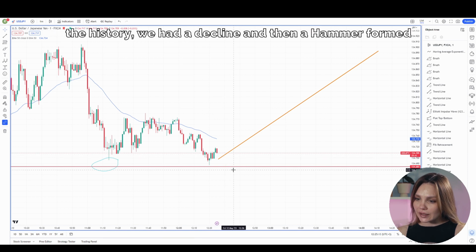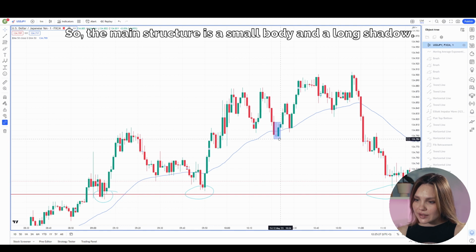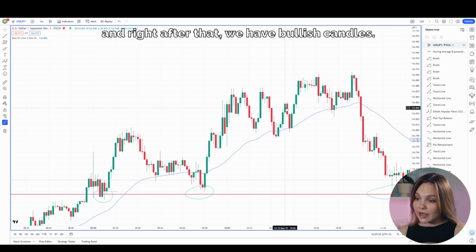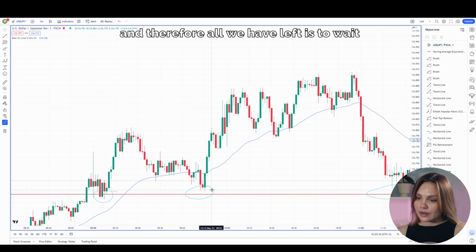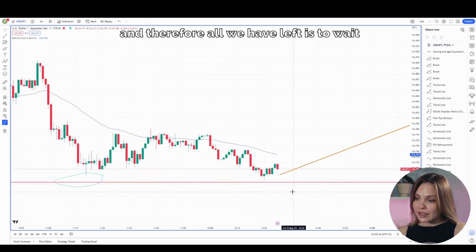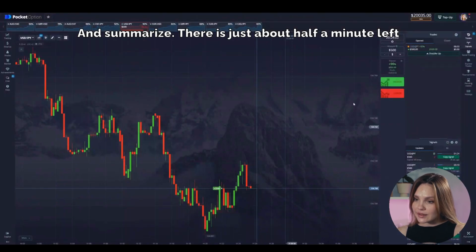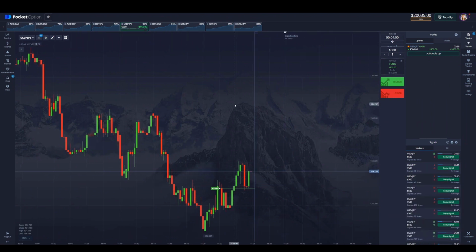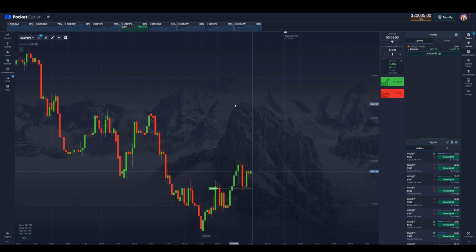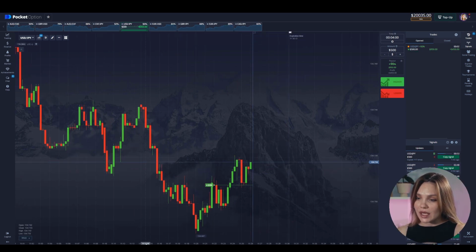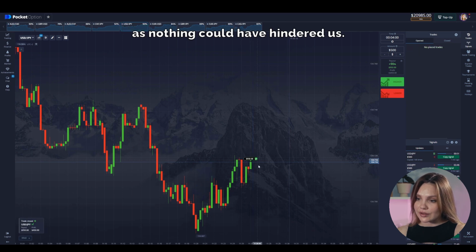So if we look at the history, we had a decline, and then a hammer formed. So the main structure is a small body and a long shadow. We see a small body and a long shadow, and right after that we have a bullish candle. Therefore, all we have left is to wait for the result of the current trade. There is just about half a minute left. As we can see, our trade is closing perfectly in profit. As I mentioned, nothing could have hindered us.